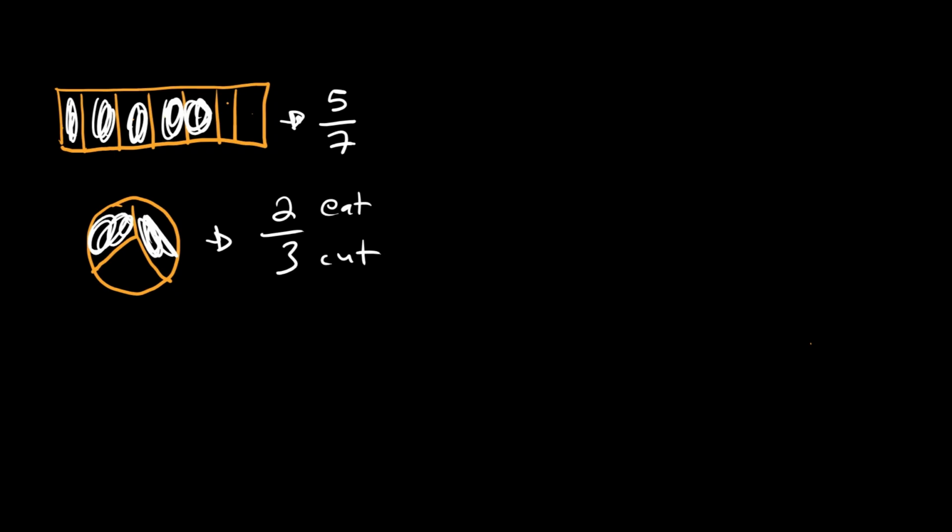Now, what about this one over here? Let's say we have this like this, and let's say it's cut into 6. 1, 2, 3, 4, 5, 6. And let's say I decide to eat 4. 1, 2, 3, 4. Go ahead and write this as a fraction. This will be 4 over 6.